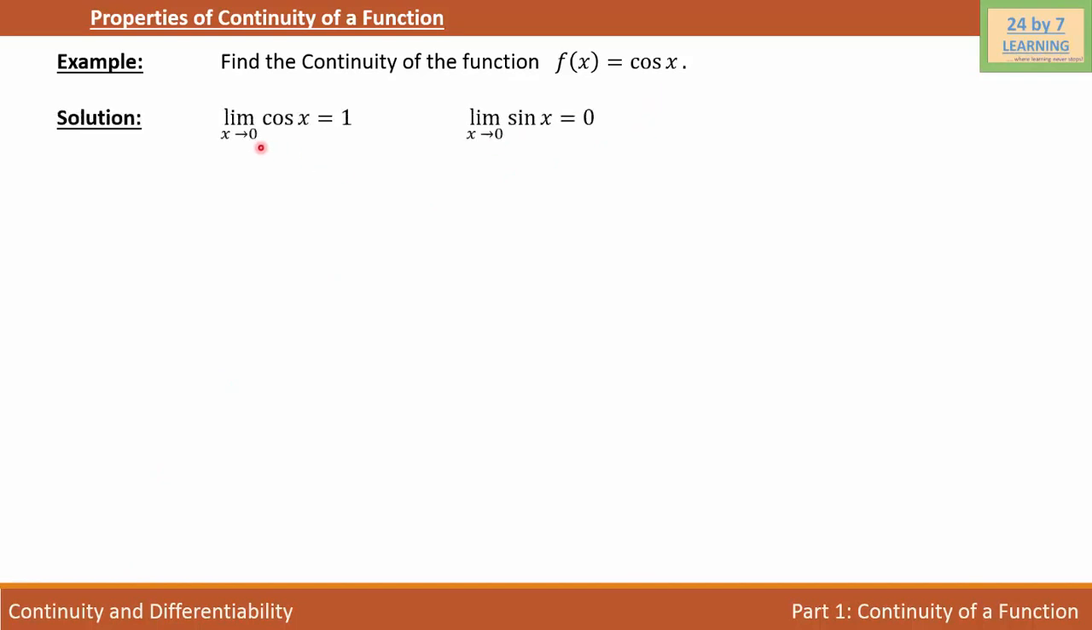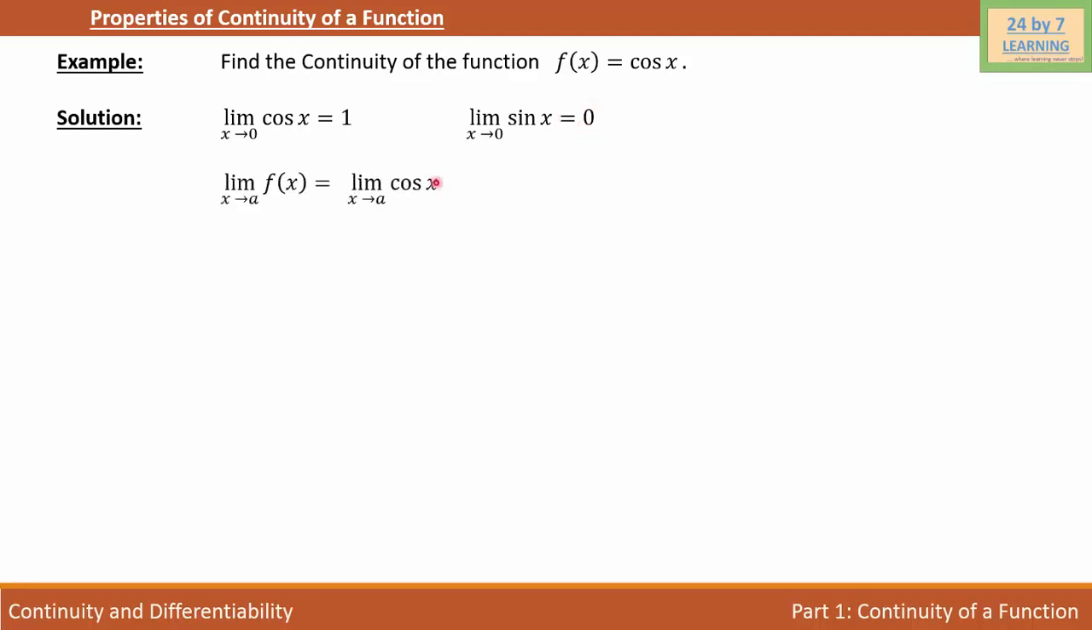Properties of continuity of a function. Example: find the continuity of the function f(x) equals cosine x. As you know, the limit as x tends to 0 of cosine x is equal to 1, and the limit as x tends to 0 of sine x is equal to 0.